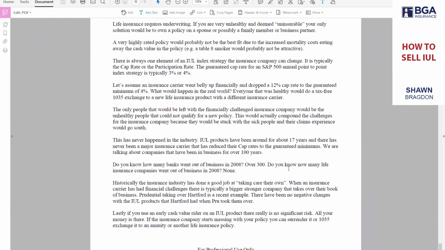So if your client is still unsure or doesn't trust the insurance companies and thinks they're going to play games, you can always add an early cash value rider to one of these products that makes it liquid from day one. And in essence, they don't really have the risk of losing their money because it's all there.